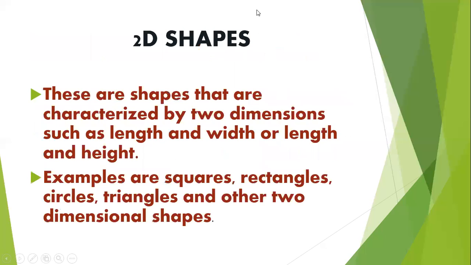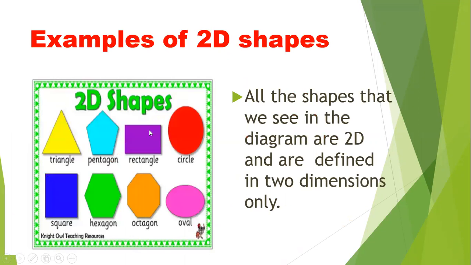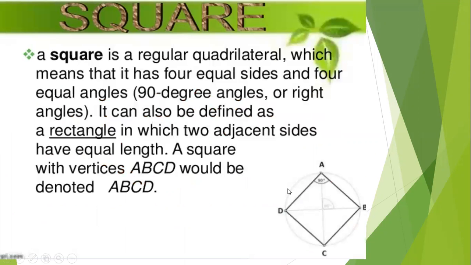We have what we call 2D shapes, or two-dimensional shapes. These are shapes that are characterized by two dimensions, that is length and width, or length and height, but they only have two dimensions. Examples of two-dimensional shapes are squares, rectangles, circles, triangles, and others shown here: the triangle, the pentagon, the rectangle, the circle, the octagon. All these figures are in two dimensions.